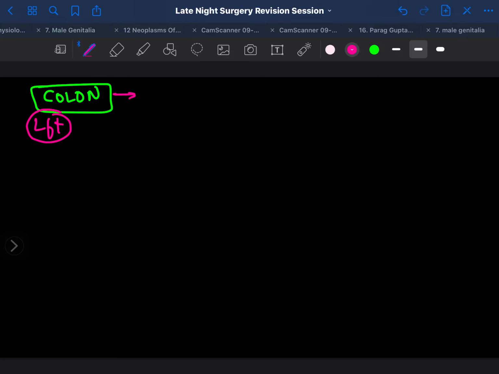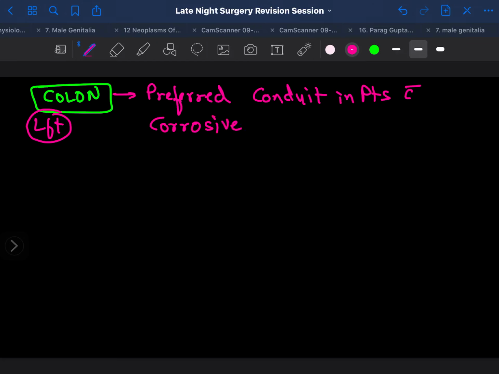So colon, what is colon? Basically the left sided colon. So we basically use the left colon. The left colon is a preferred conduit in patients with corrosive acid injury, okay. The left colon is the preferred conduit in patients with a corrosive acid injury. This is the best conduit, okay. That is what you need to understand.